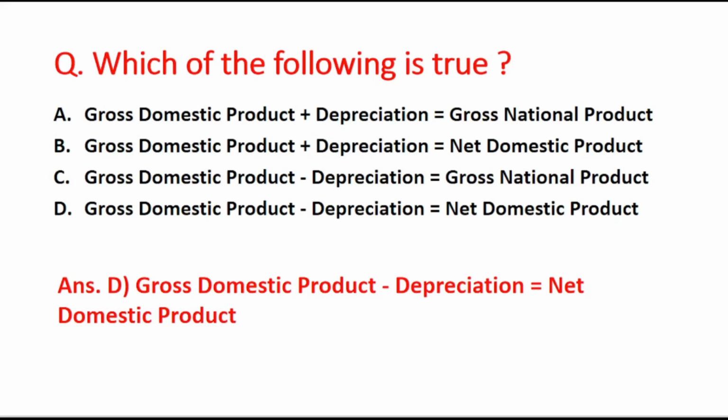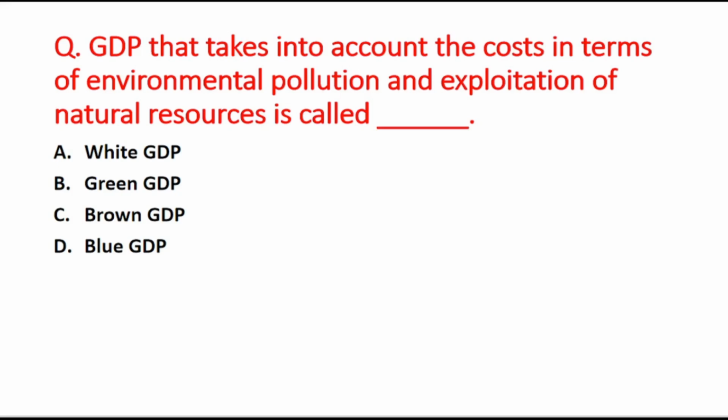Now the next question is, GDP that takes into account the costs in terms of environmental pollution and exploitation of natural resources is called blank. A option is white GDP, B option is green GDP, C option is brown GDP, and D option is blue GDP. So the right answer is option B, that is green GDP.